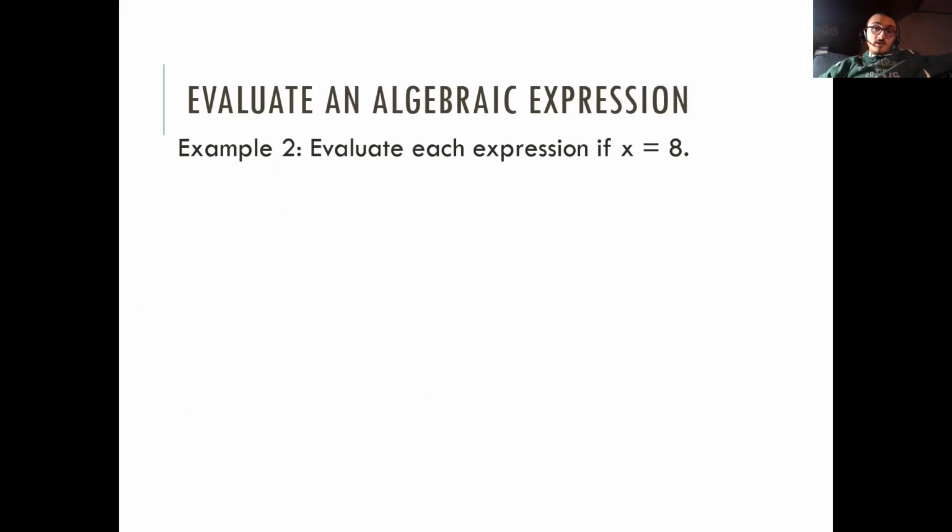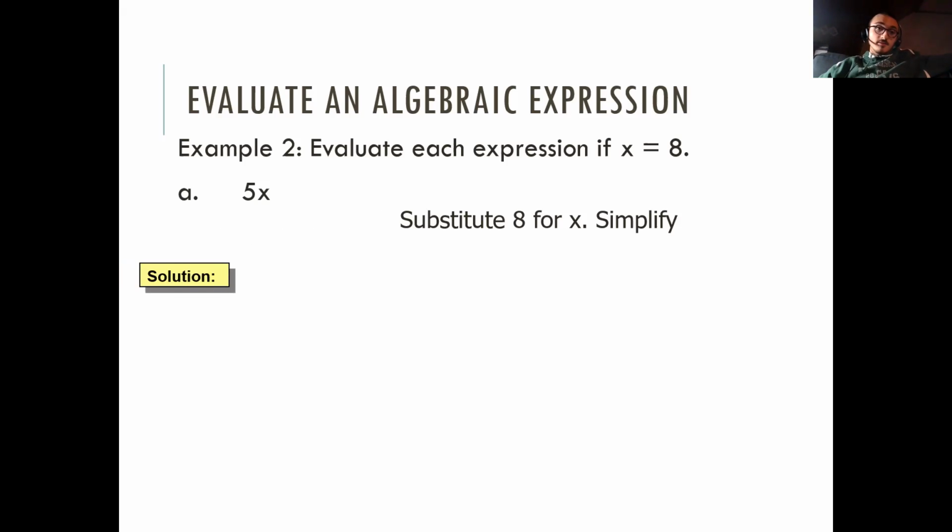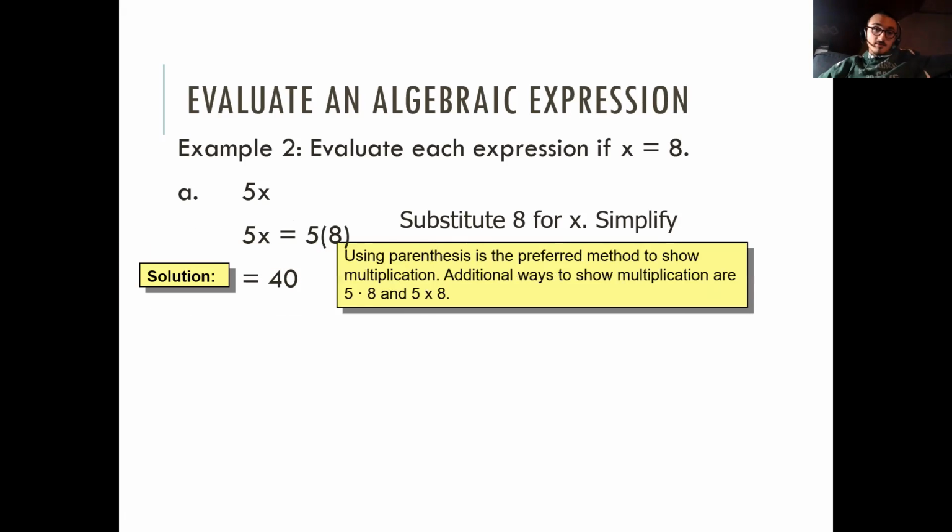So right here, if we have x is equal to 8, 5x. Now remember, when you see the number right in front of the variable, that is a coefficient. What that means is 5 times x. So 5 times x, we're going to substitute 8 for x and simplify. If I have 5x, 5 times x, multiplication is being represented here by the parentheses. 5 times 8 is 40.